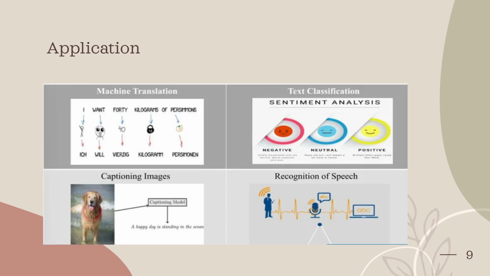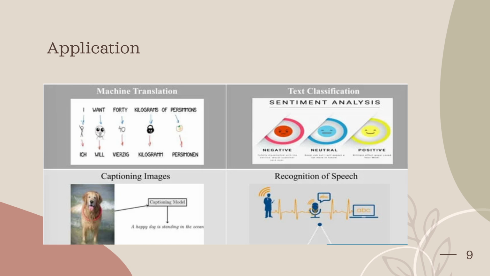The second application is text classification, or sentimental analysis. When the RNN is applied on a data set of sentimental analysis, it provides a result in three states: negative, neutral, positive, which helps to understand the classification of the data set on the basis of sentiments.